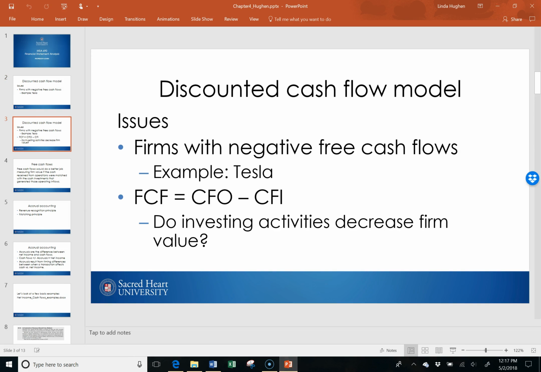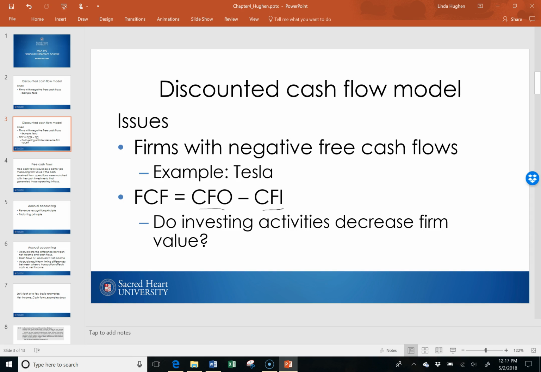A second problem arises from using free cash flows to measure firm value. Remember that free cash flow is equal to cash from operating activities less cash from investing activities. Cash from operating activities is typically positive only following the startup phase, and cash from investing activities is typically negative until the company is selling off its plant assets towards the end of its life.